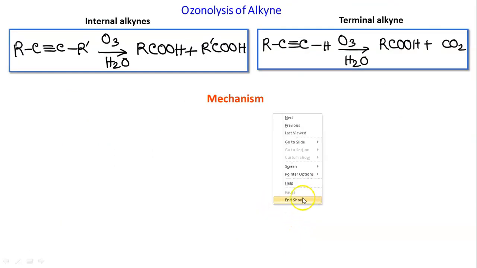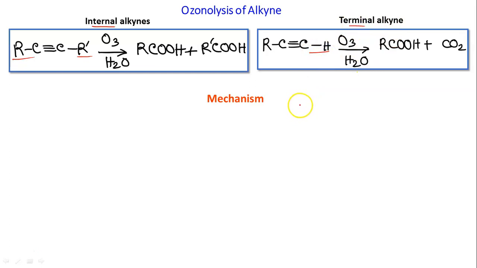Finally, we will see the ozonolysis of alkyne. An alkyne may be an internal alkyne, where on both sides we have some R group, or a terminal alkyne, where on the right hand side we have CH. That is the difference. Why have we taken two different types of alkynes? Because our products are different. This is basically oxidative ozonolysis, with oxidative workup, so H2O2 is used.